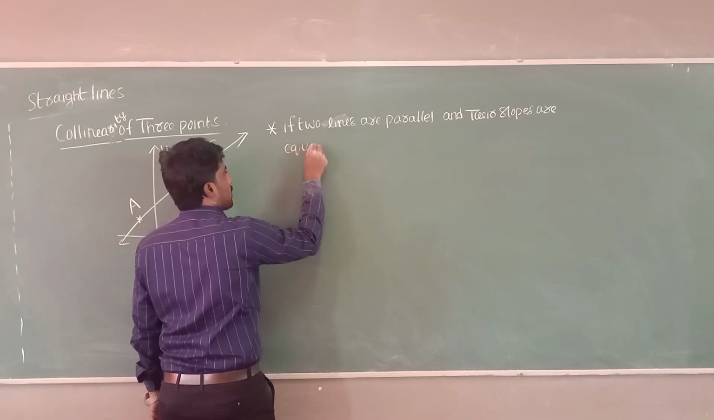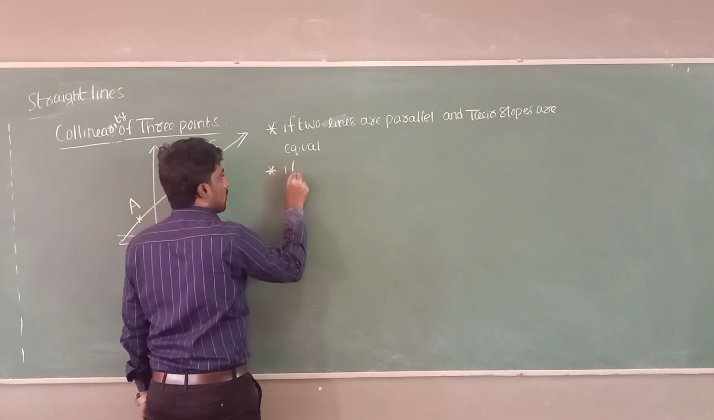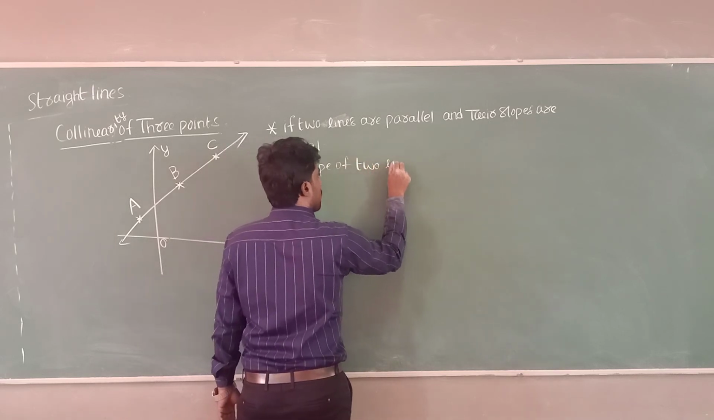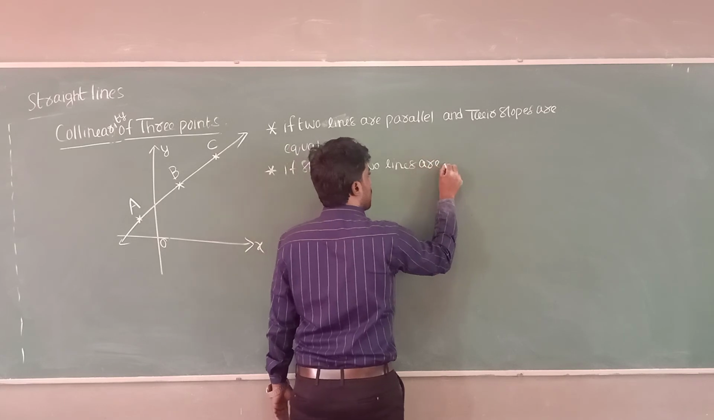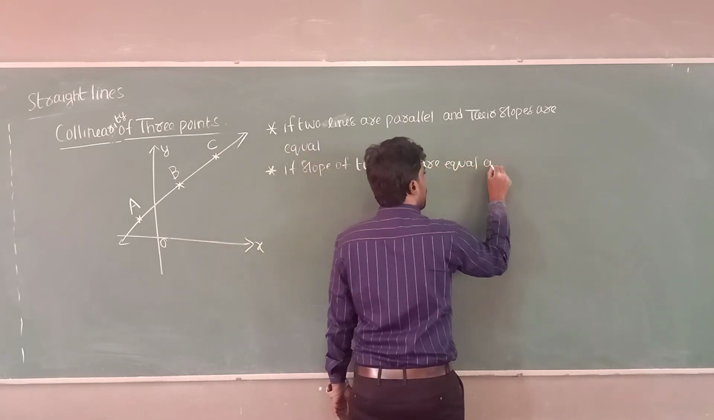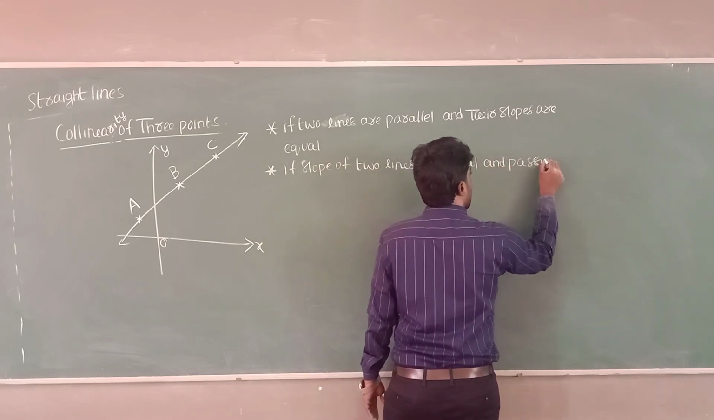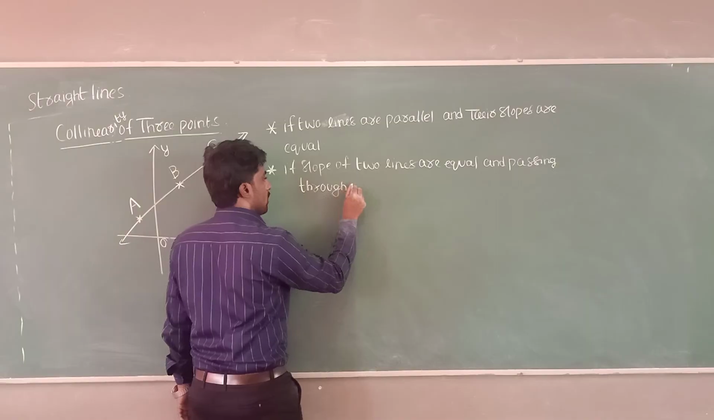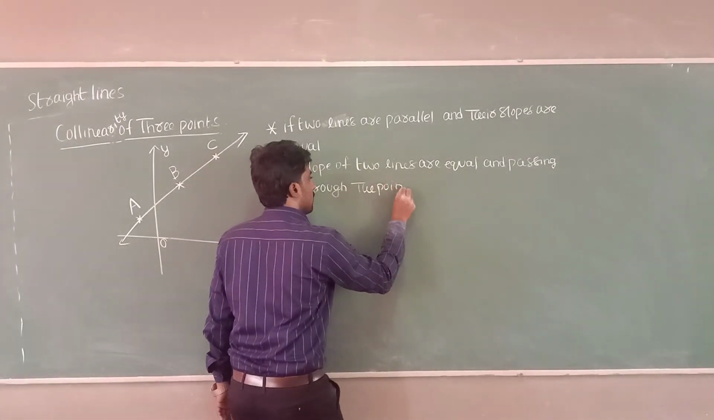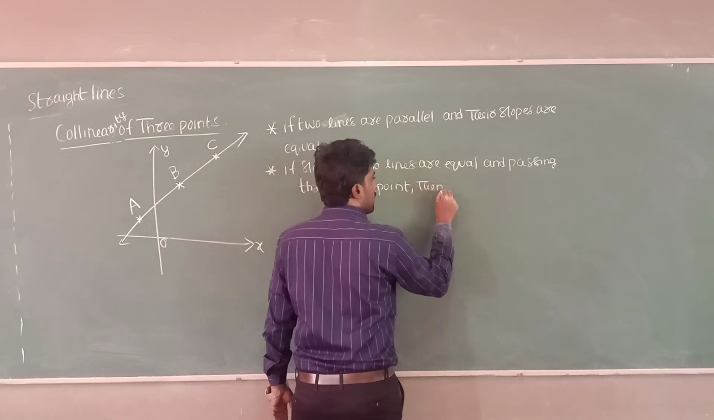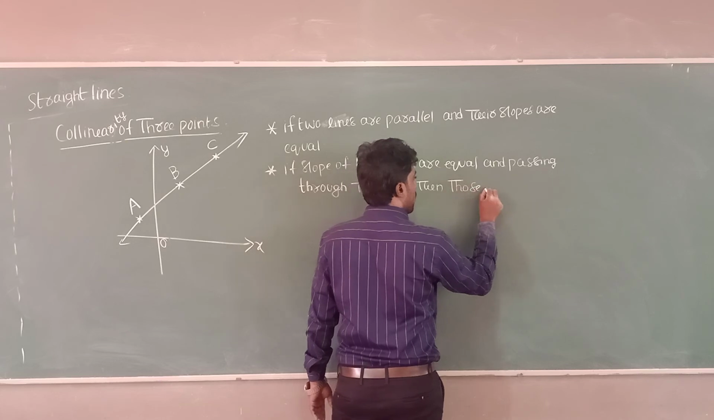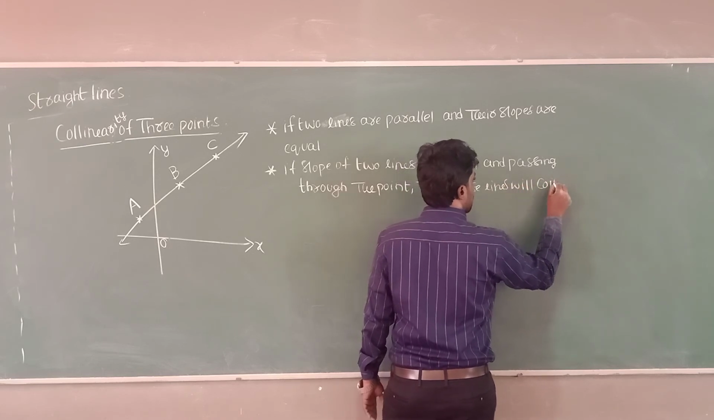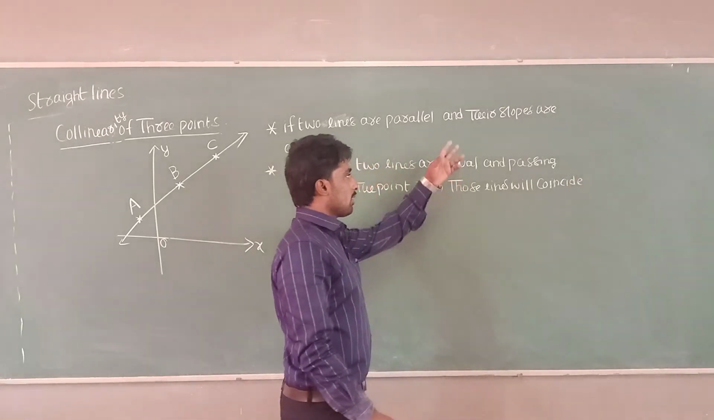Next point: if the slopes of two lines are equal and they pass through the same point, then those lines will coincide. Here I want to tell these two important points.